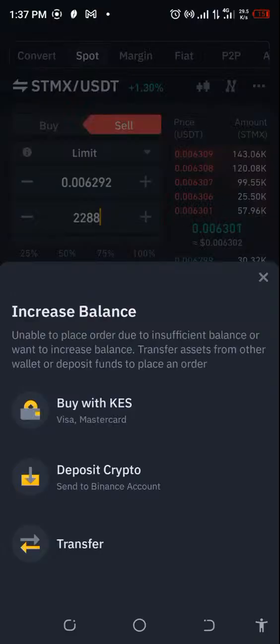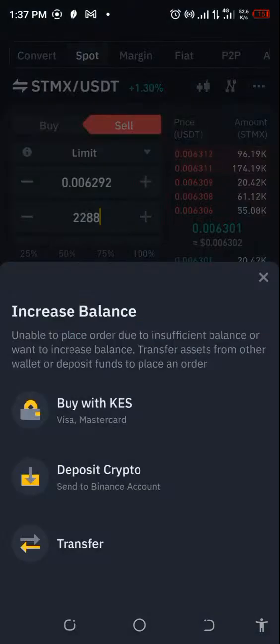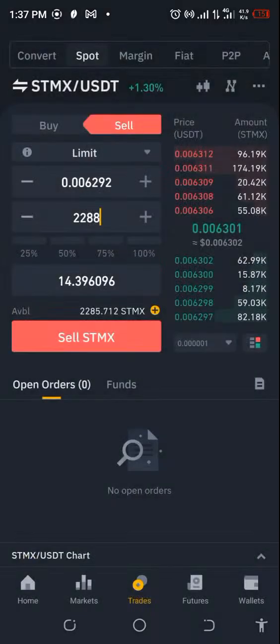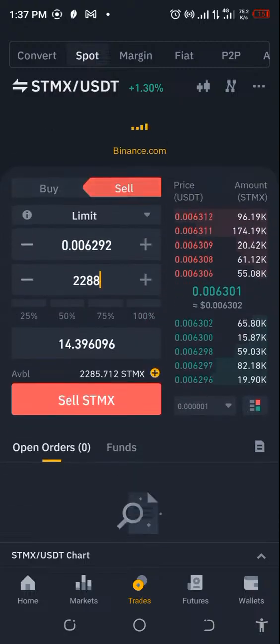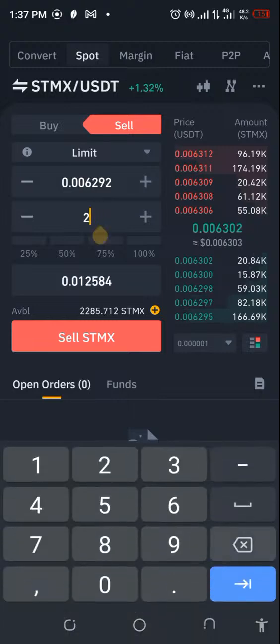What's going on? I don't know what's happening here, but I'm trying to sell my STMX. Oh, sorry, I was clicking something else. So let's click on sell STMX. So what's happening? Increase balance. Why am I increasing my balance? Okay, let me try and do this again. Probably something has, let's just remove everything. Let's remove everything and let's see whether this would work.